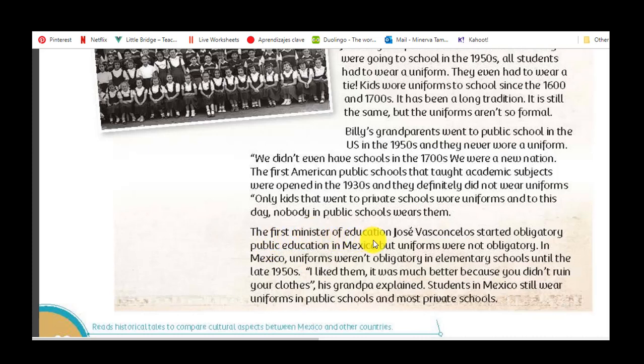The first Minister of Education, José Vasconcelos, started obligatory public education in Mexico, but uniforms were not obligatory. In Mexico, uniforms weren't obligatory in elementary schools until the late 1950s. I like them. It was much better because you didn't ruin your clothes, his grandpa explained. Students in Mexico still wear uniforms in public schools and most private schools.